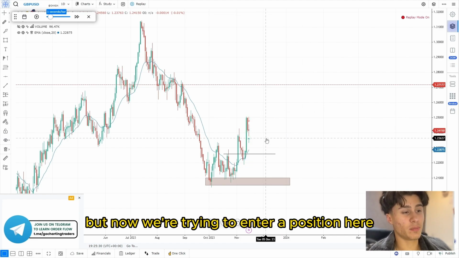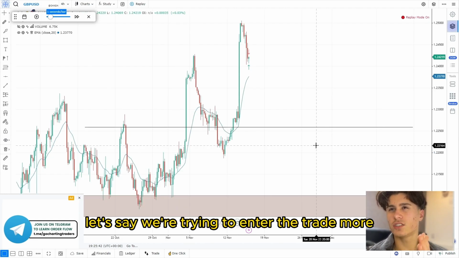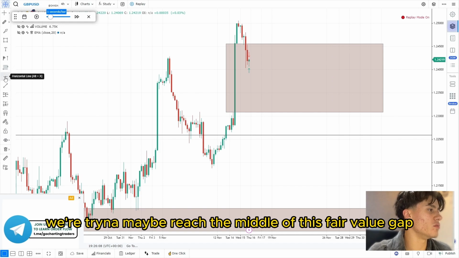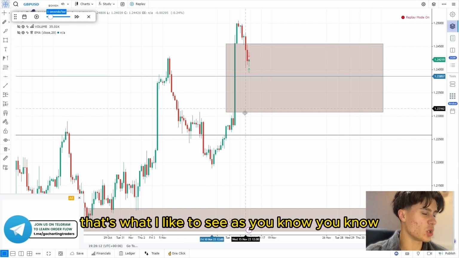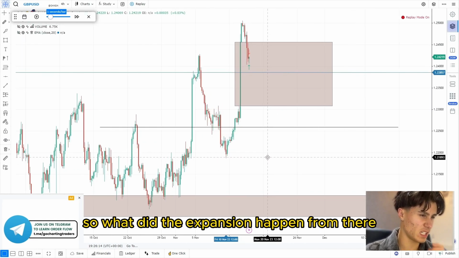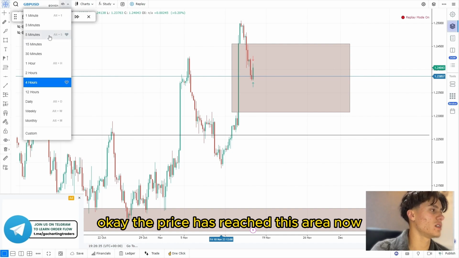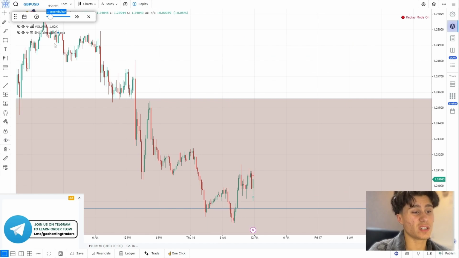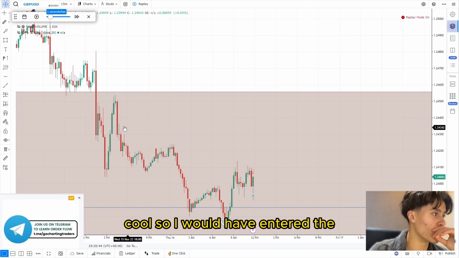But now we're trying to enter a position here. This is the 1-day time frame. Let's say we're trying to intraday trade more, maybe reaching the middle of this fair value gap. That's what I like to see. Where did the expansion happen from here? Okay, the price has reached this area. Now all I need to do is go to the 15-minute time frame, the lower time frame, and see what's going on. Okay, cool.